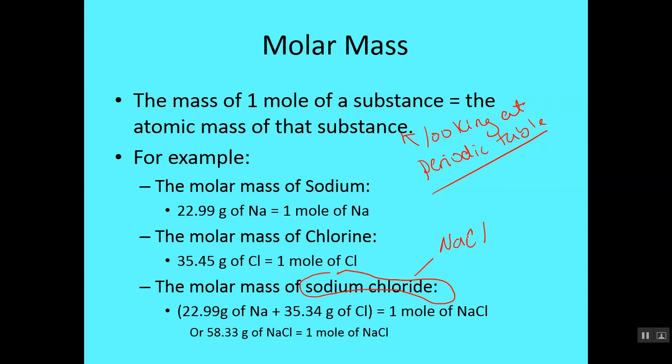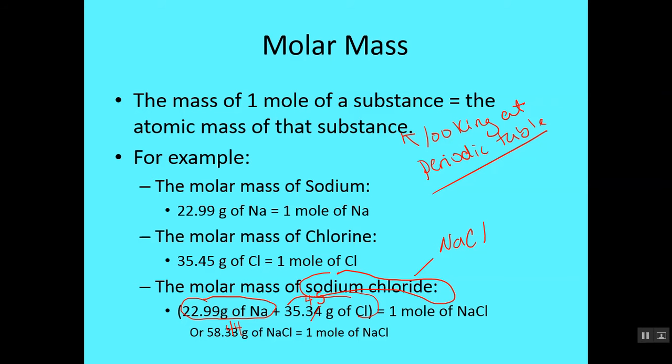So the question is, if we put those together, what would the molar mass of Na and Cl be? Well, we could simply add those masses together. We've got the mass of sodium. We've got the mass of chlorine. Sorry, that should be 35.45 grams. Add them together, and we can get the mass of sodium chloride. And I believe it's 58.43. Yeah, 58.44. Sorry, 58.44 grams of sodium chloride.